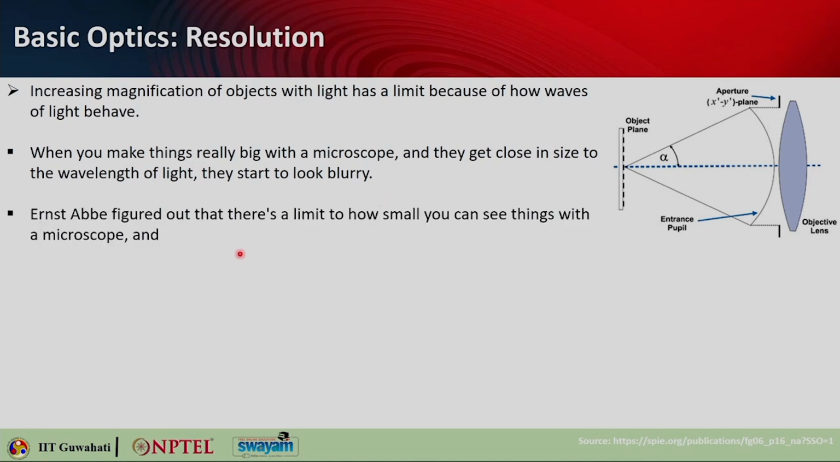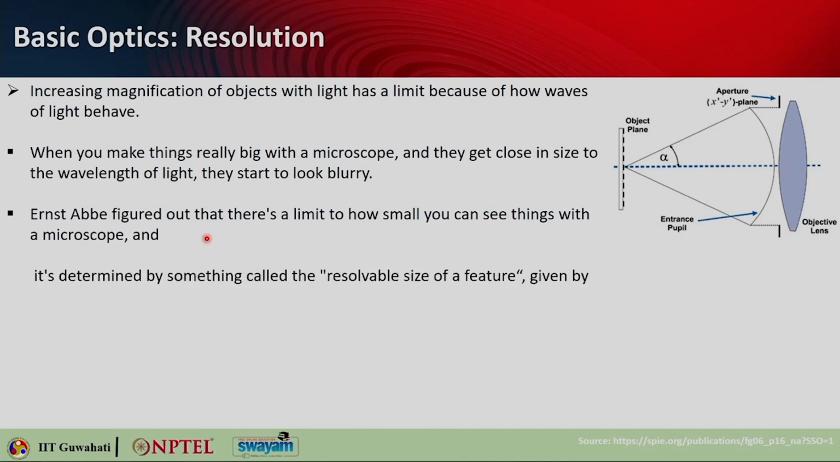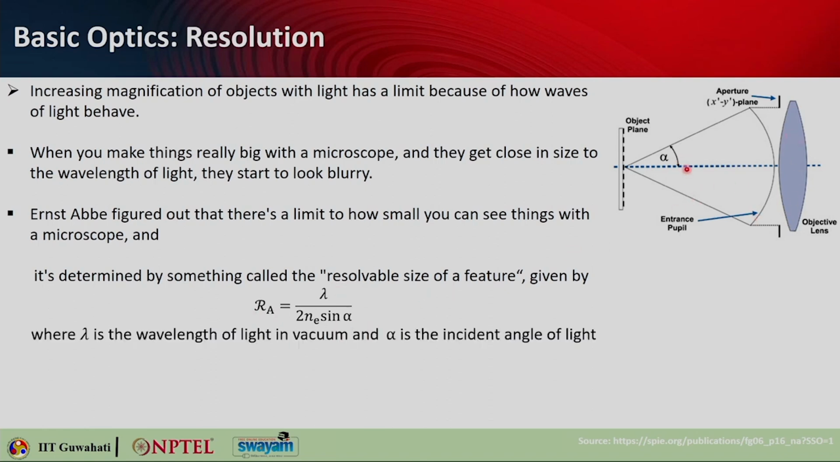So, Ernst Abbe figured out that there is a limit to how small you can see things with a microscope, and it is determined by something called the resolvable size of a feature. That is the resolution, and it is given by R_A equals lambda over 2 n_e sin alpha. Here you can see that alpha is this particular angle of the incident light.